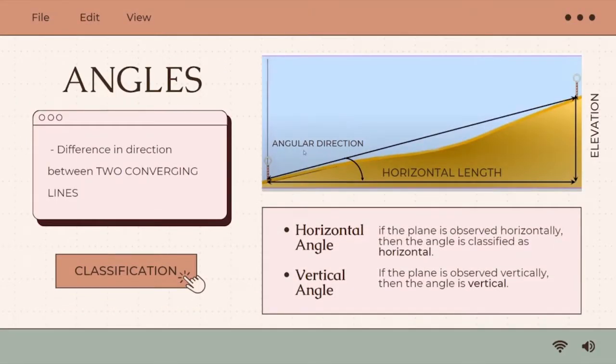So what are angles? Angles are defined as the difference in direction between two converging lines. So angles measured in surveying are classified as either horizontal or vertical angles, depending on the plane in which they are observed. If the plane is observed horizontally, then the angles are classified as horizontal angles. But if the surveyor is observing in the vertical plane, then the angles are said to be vertical angles.